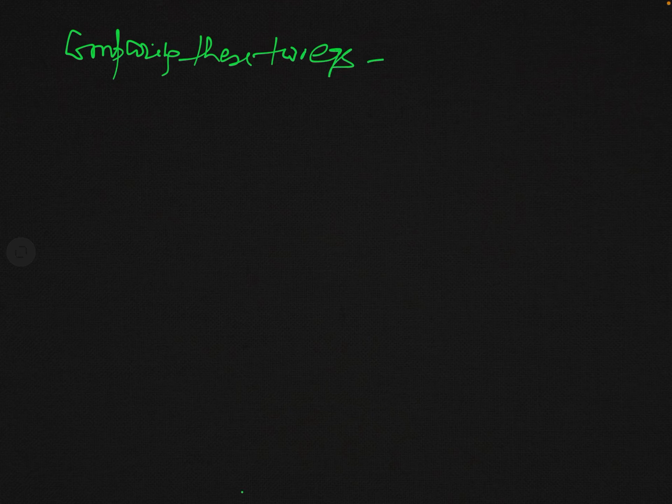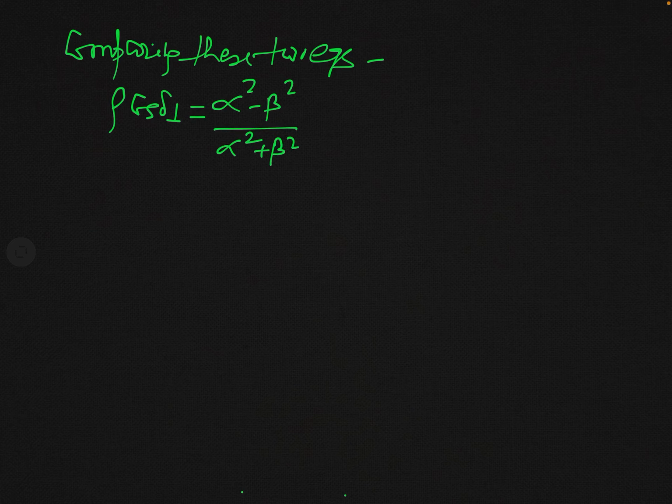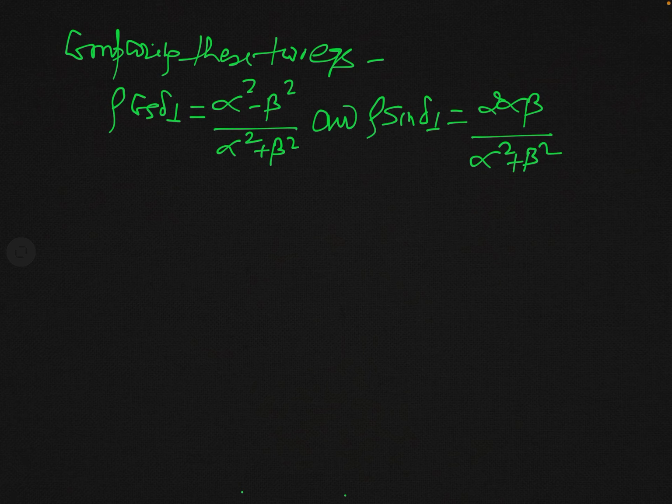Comparing these two equations, we will find that rho cos delta perpendicular is equal to alpha square minus beta square over alpha square plus beta square. Real part is equal to real part. And again, when we equate the imaginary part, this will be rho sine delta perpendicular, equal to 2 alpha beta over alpha square plus beta square, and say this is equation 3.